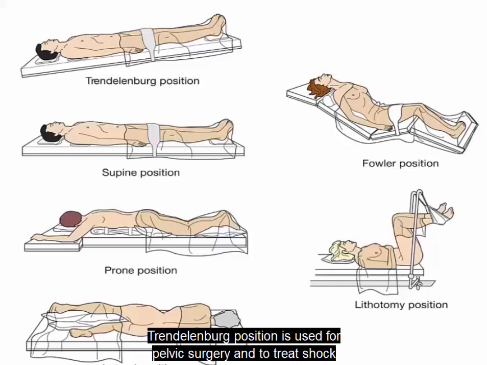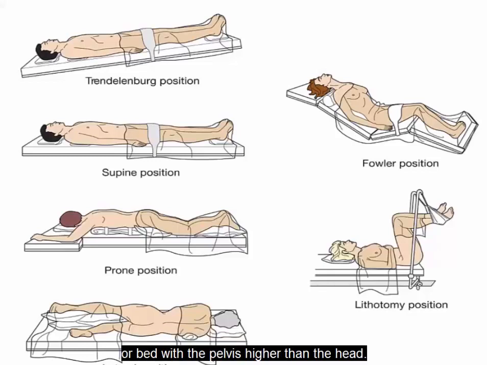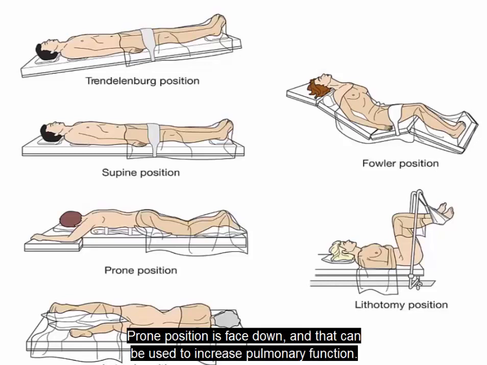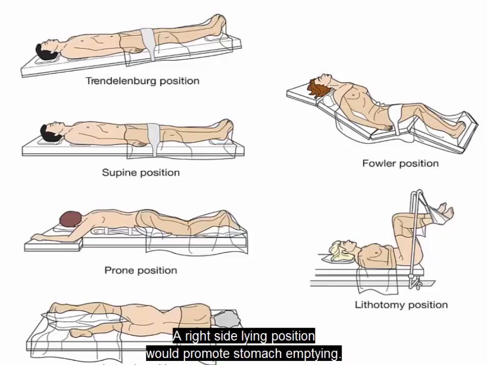Trendelenburg position is used for pelvic surgery and to treat shock, in which a patient lies face upward on a tilted table or bed with the pelvis higher than the head. Supine is a position of the body, lying with the face up. Prone position is face down, and that can be used to increase pulmonary function. A right side lying position would promote stomach emptying. A left side lying position would retain the contents.